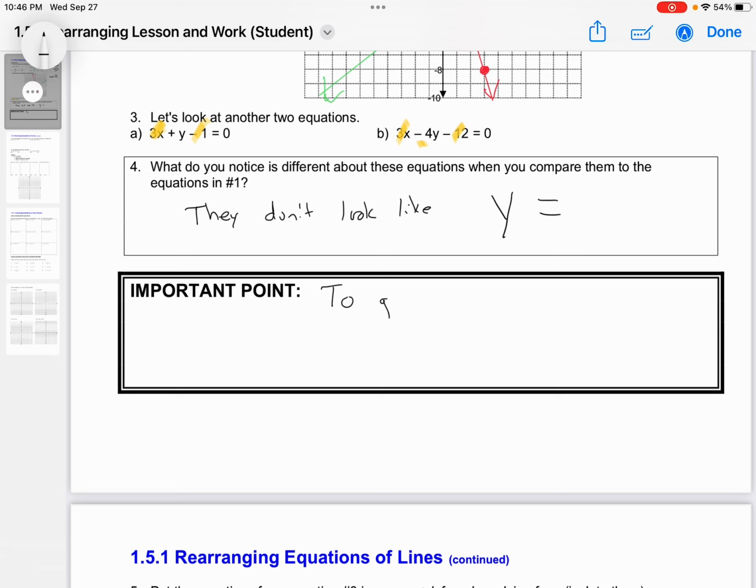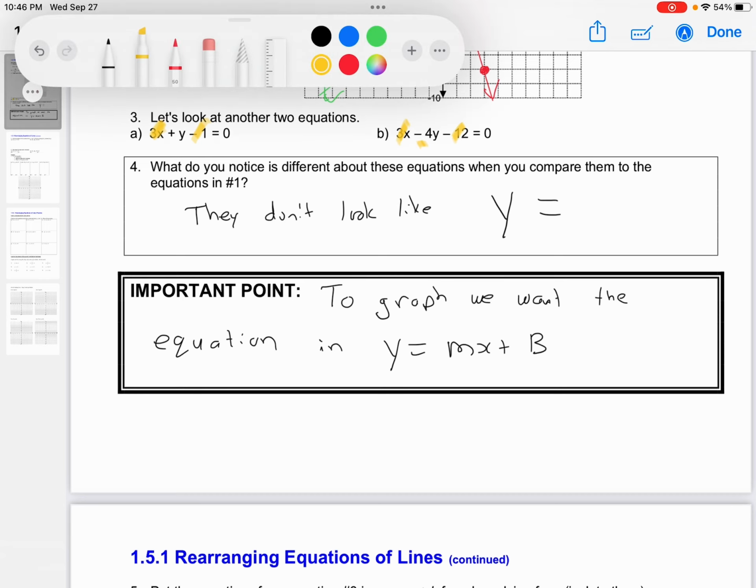To graph, we want the equation in y equals form. See, that's a good way to remember it, actually. In class, I'll say that all the time. I'll say, oh, put it in y equals form. But really, it means y equals mx plus b form, which means it looks like those equations we saw before, where everything was on the right-hand side except the y. All right, that's important. Why that's so important, I'm going to get out the red highlighter and highlight that.